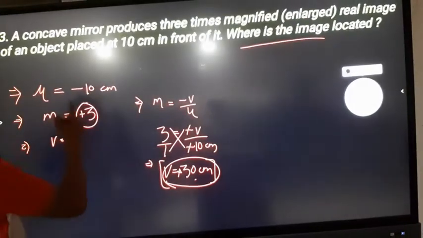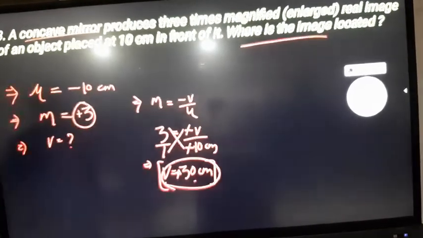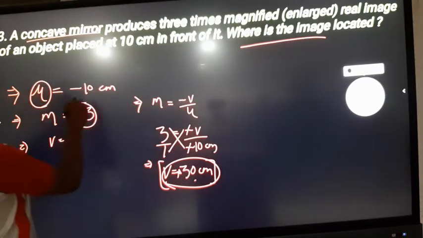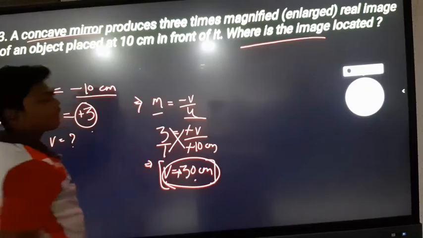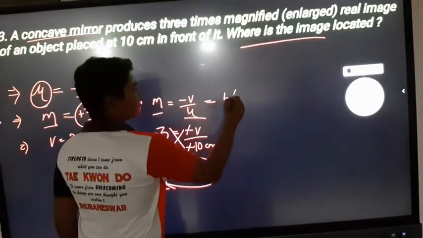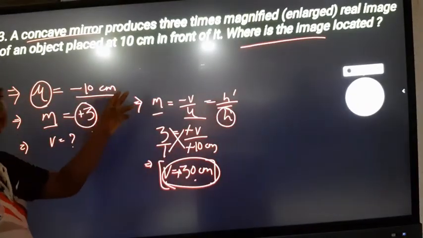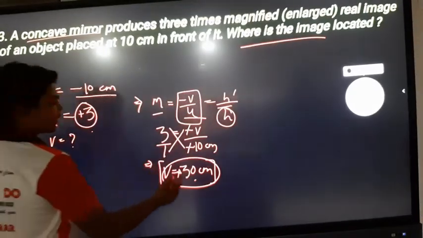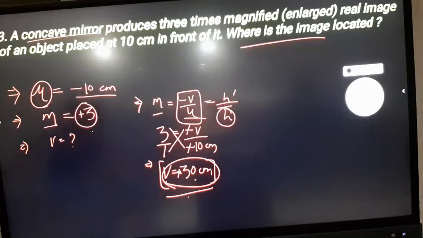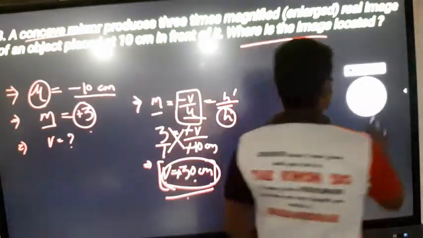So when explaining where the image is located: in a concave mirror, the object distance is minus 10 centimeter and the magnification is positive as given, since it is enlarged. So m equals minus v by u or h dash by h, that is height of image by height of object. Here no height of image or object is given, so we use the formula minus v by u. After calculation v equals 30 centimeter. Since it is positive, the image is behind the mirror. Let us see the next question.